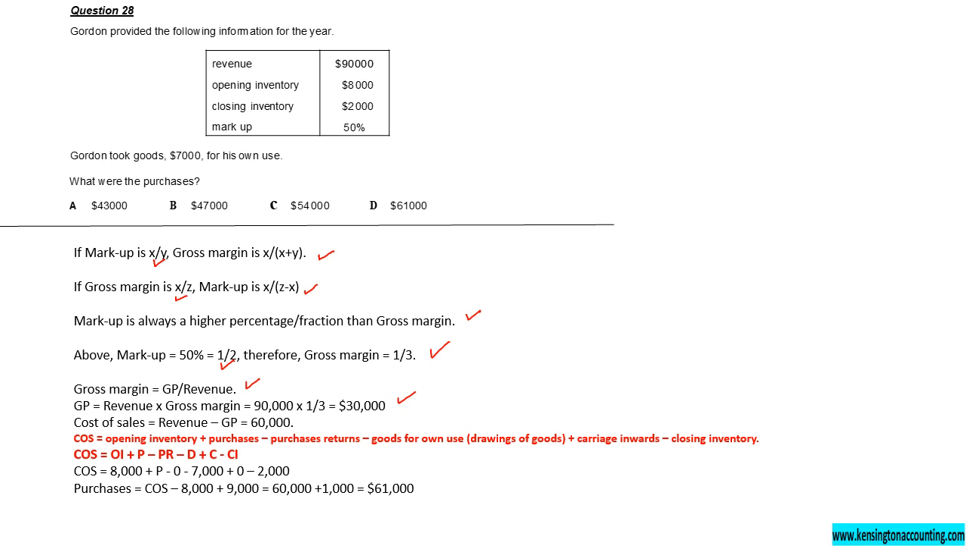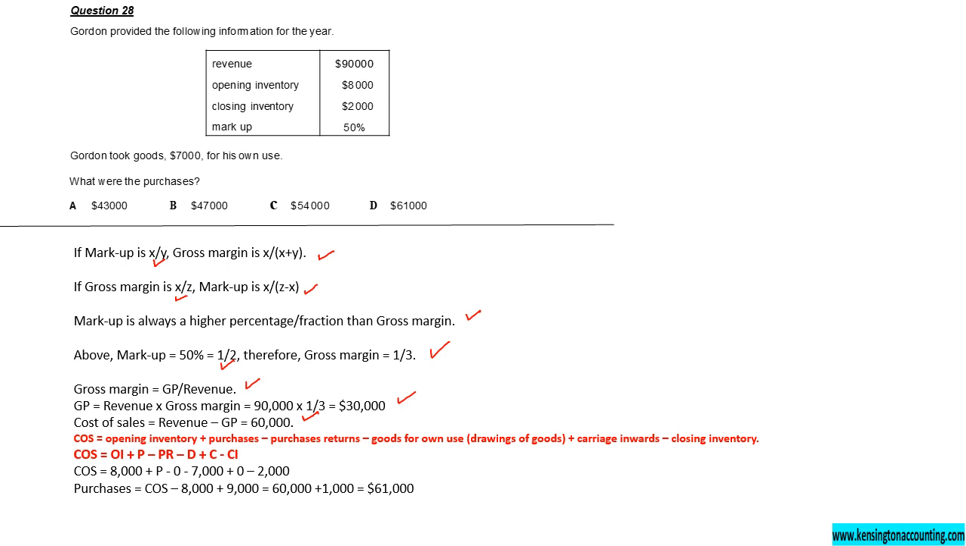We know revenue, we know gross profit. Cost of sales will be the difference: 90,000 minus 30,000, therefore it is 60,000. Now, the trading section of the income statement is as follows. Opening inventory plus purchases minus purchases returns minus goods for own use plus carriage inwards minus closing inventory is equal to cost of sales. Now, in our question, we don't have purchases returns and carriage inwards. I'll just put this for your general information for any similar questions.